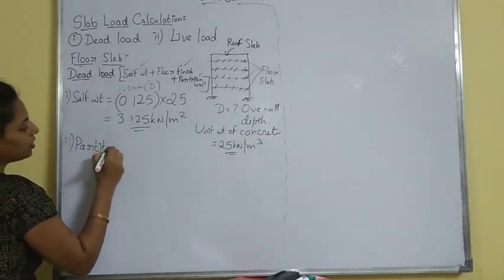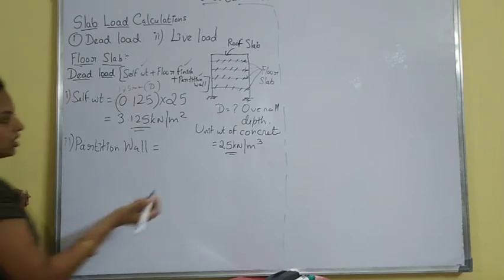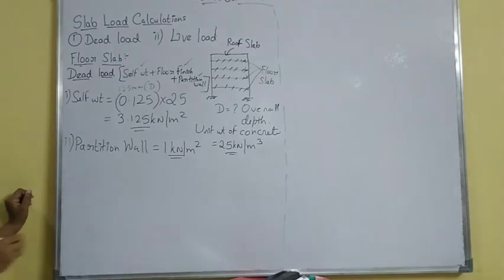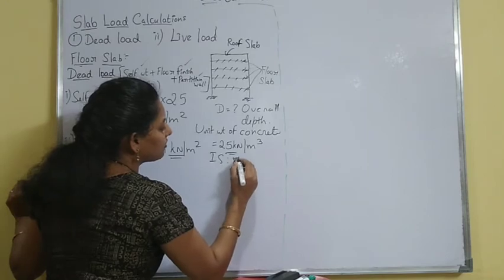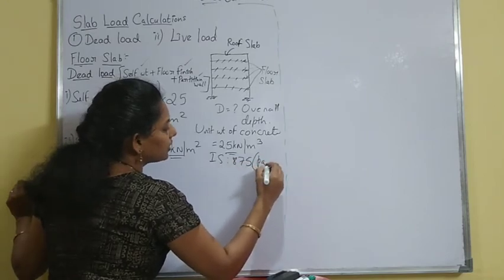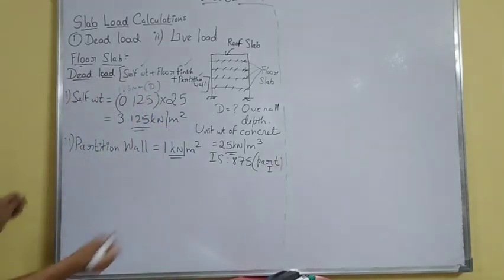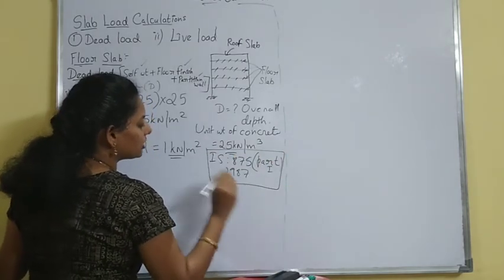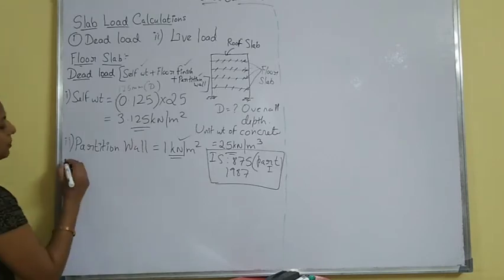Next we will consider the partition wall. This partition wall load you can directly assume as 1 kilonewton per meter square. This assumption is given in IS 875. The dead load calculation for slab, beam, everything is given in the code IS 875 Part 1, 1987. So according to that, just consider the partition wall directly as 1 kilonewton per meter square.